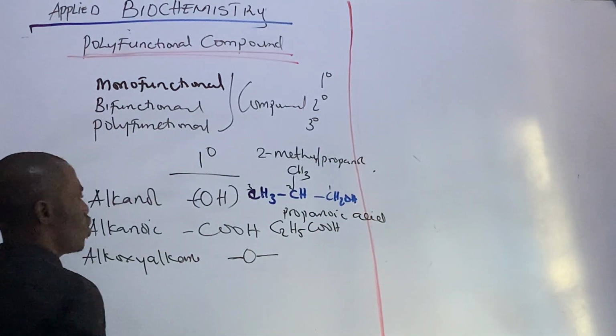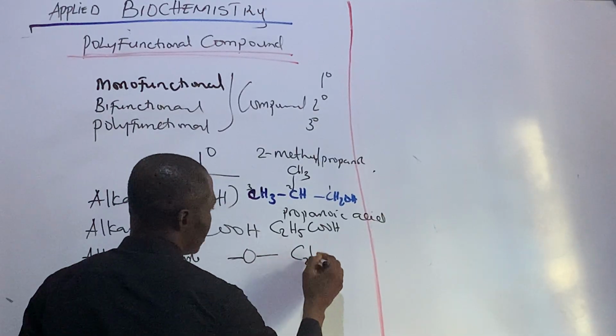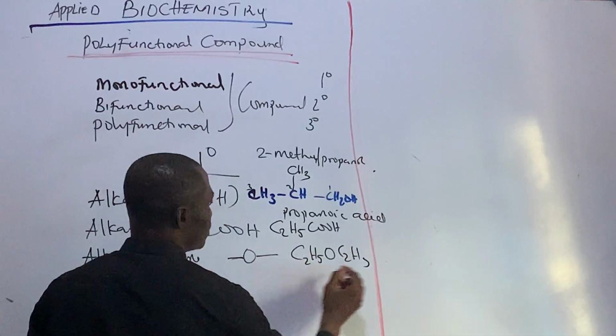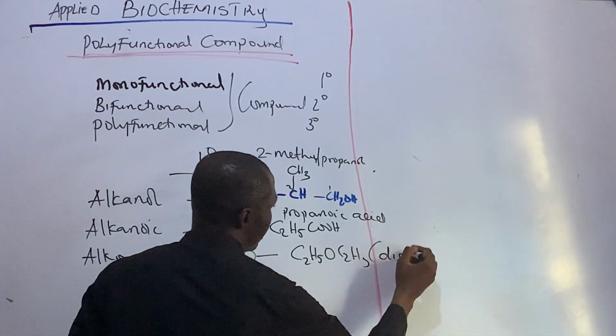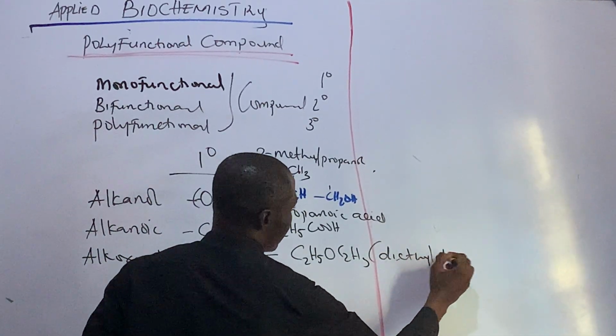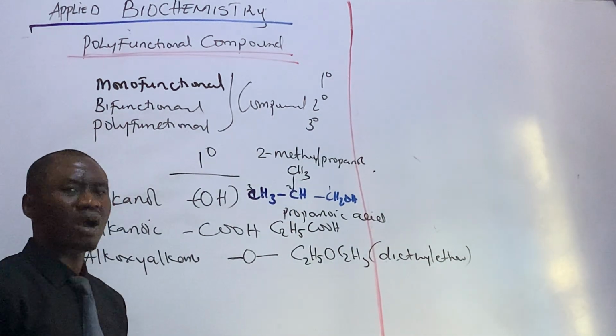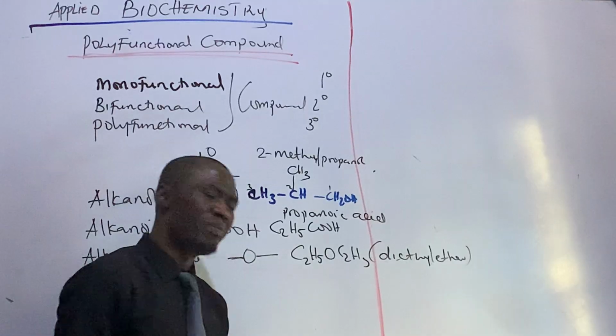All right, so we have this one. Let's say we have this guy. This is known as diethyl ether. All right, all these are examples of monofunctional compound. Let's go to another one, which is the bifunctional compound.